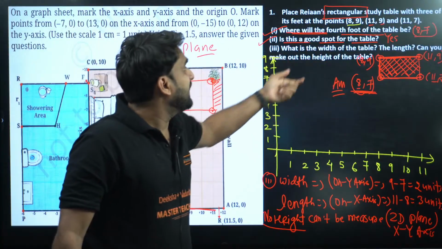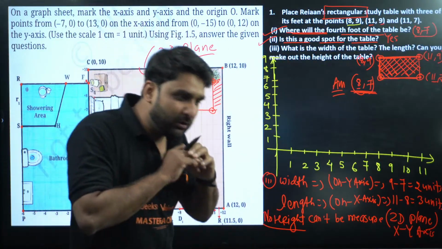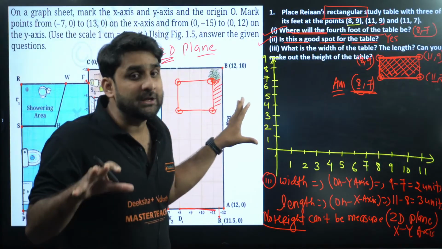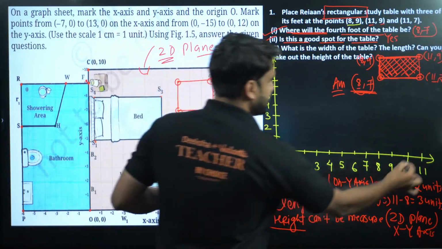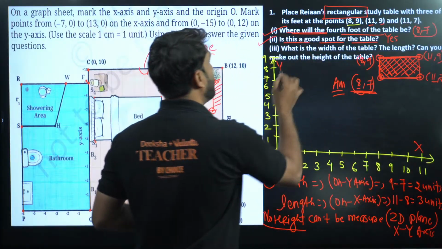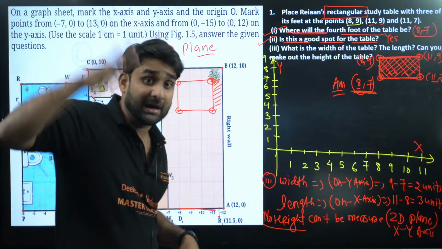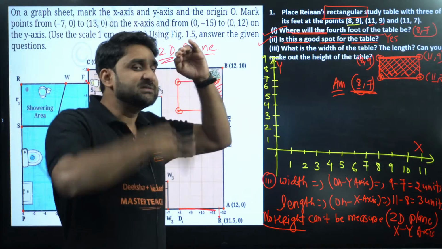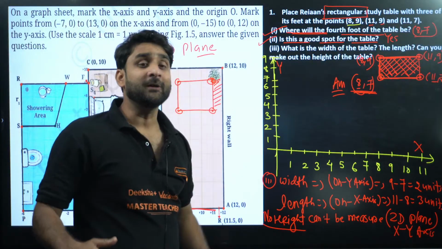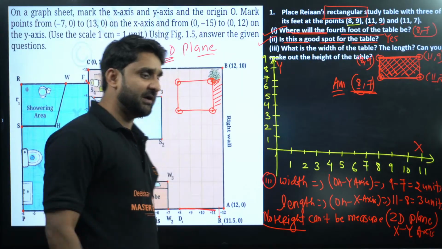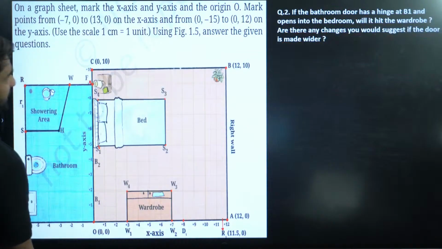Can you make out the height of the table? No, we cannot say anything about the height of the table because the diagram is 2D. We are talking about the x-axis and y-axis, which is called a 2D plane. And on a 2D plane, we cannot say anything about height. Because if we consider height, the structure needs to be 3D. Then only we can find out the measurement of height. Moving to next.